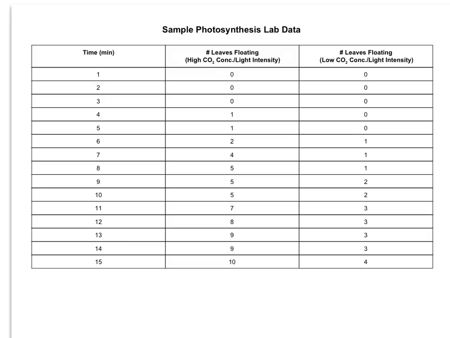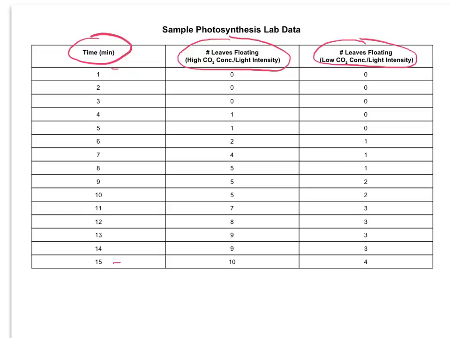Alright, this page looks something like you should have in your handout. You should have a data table with some numbers filled out. You have 3 columns on that data table. You have the time in minutes. You have the number of leaves floating in either high concentration or high light intensity. And you have the number of leaves floating in low CO2 concentration or low light intensity. And you can see a list of numbers going from 1 to 15. And according to each of those numbers, we have a number of leaves floating.